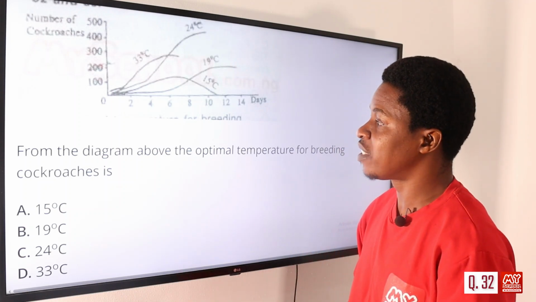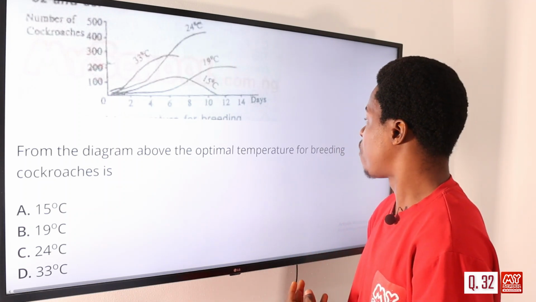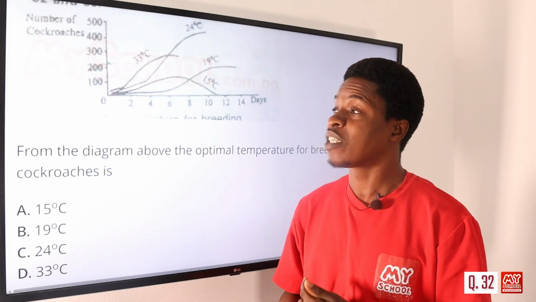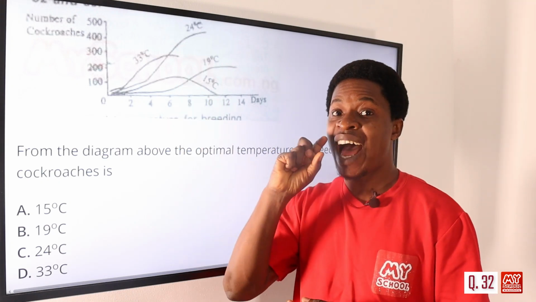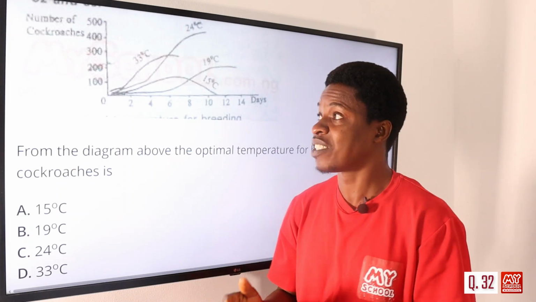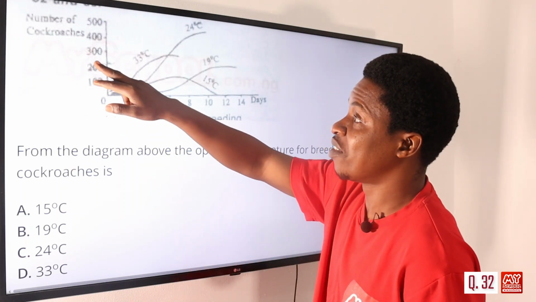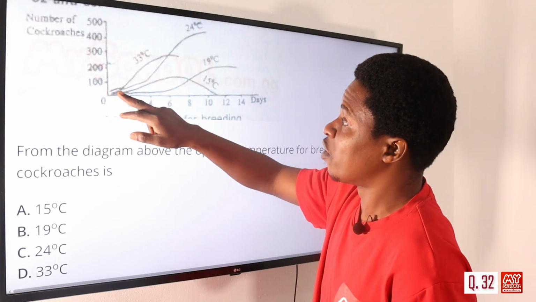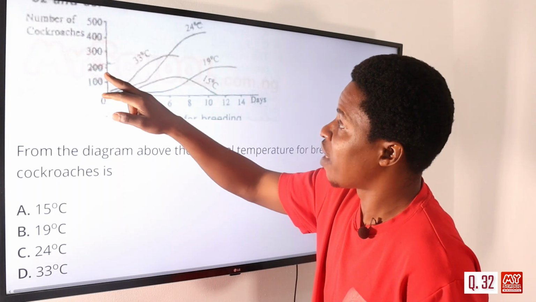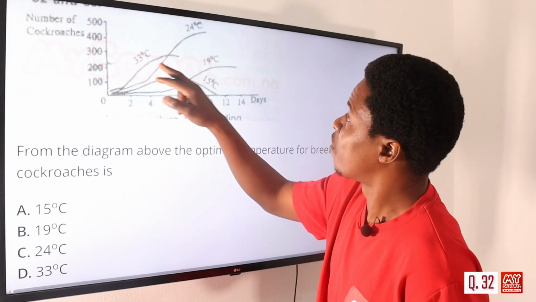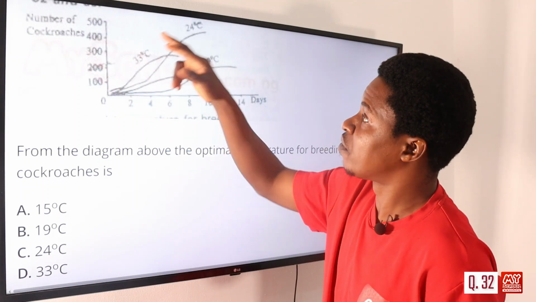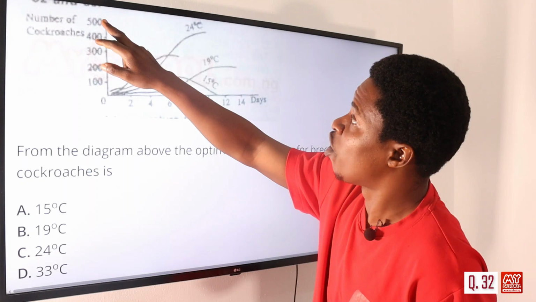But the question says, from the diagram above, the optimal temperature for breeding cockroaches is what? So all we need to do is look at the curves, and find the curve that has the highest number of cockroaches reproduced at a particular time. If you look at 100, 200, 300, 400, 500: for 15 degrees Celsius, the curve is somewhere around 100 or above. For 19, it's somewhere around 200. For 33, maybe around 250. Then we look at 24 degrees, we have almost 500.